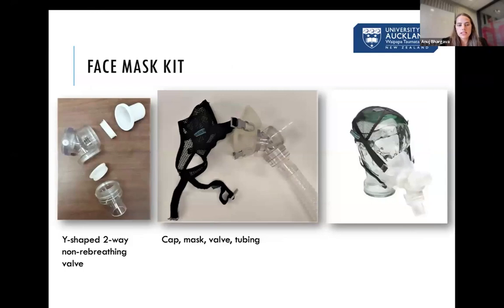Then just the face mask kit. This kit is made up of a silicone face mask, a head cap, and a Y-shaped two-way non-rebreathing valve. Now this valve separates inspired and expired air by using valves that only allow flow in one direction. So we need to assemble this whole system here, and we do this for 24 of them as well.